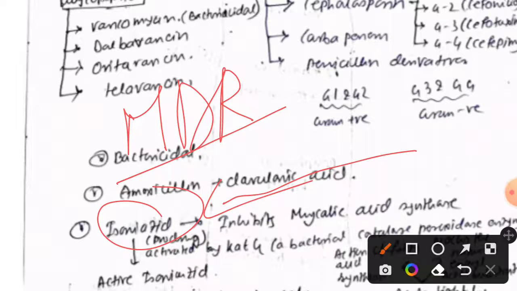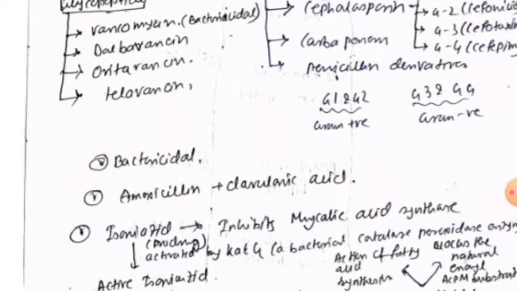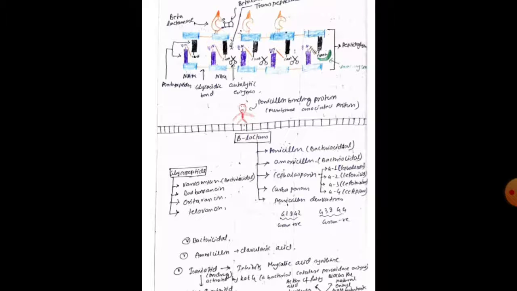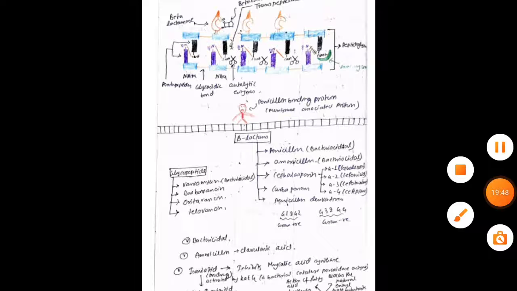We will discuss those things in detail when we discuss tuberculosis disease. So that's all for today, friends. Today we have completed the cell wall inhibitors. We will come back with another video where we will discuss protein synthesis inhibitors. Then we will discuss cell membrane inhibitors, and then we will complete our lecture series, right?